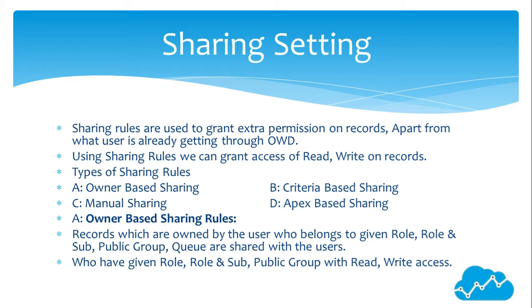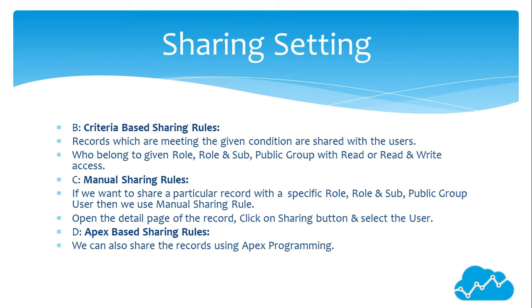Owner-based sharing rules: records which are owned by the user who belongs to a given role and subordinates, public group, or queue are shared with the users who have a given role and subordinates, or public group, with read-write access. Criteria-based sharing rules: records which meet the given condition are shared with the users who belong to a given role and subordinates, or public group, with read or read and write access.